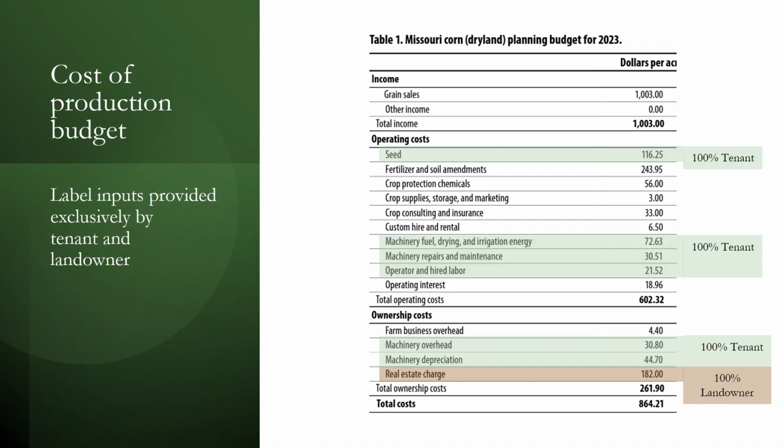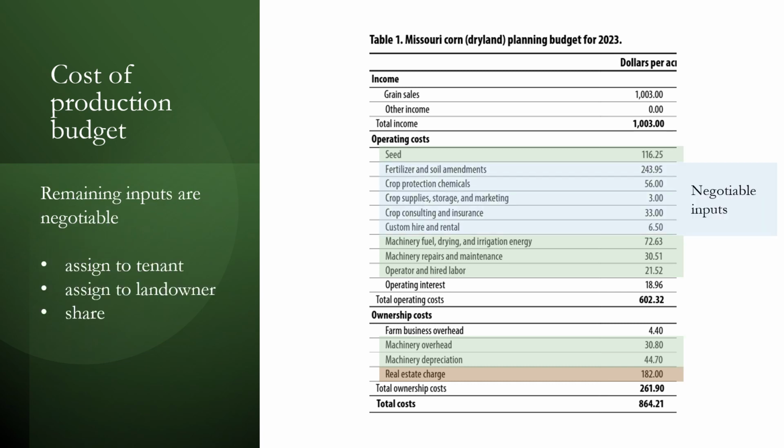Cost of production budgets provide a great framework for discussing which inputs are contributed by one party and which inputs will be shared. Both landowner and tenant can mark which inputs they will exclusively contribute and which they expect the other to fully provide. All other inputs are then negotiated. Some expenses may be assigned to one party. Other remaining expenses may be split between the two parties.